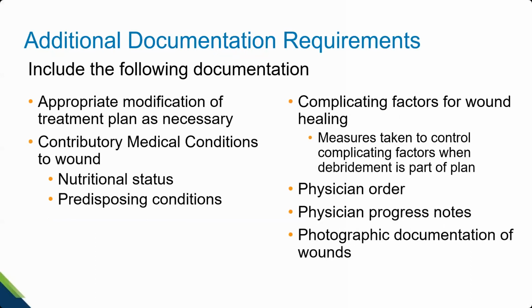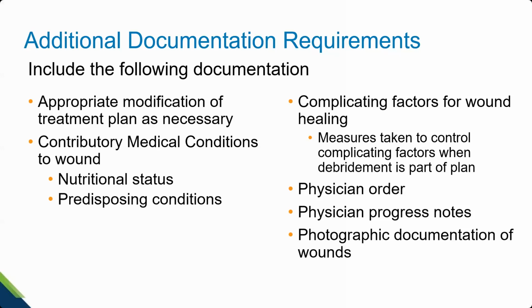Additional documentation that you can include would be any appropriate modifications of your treatment plan. If you determine, just like we talked about, the wound is not getting better, you're going to try something else. You're going to increase the frequency, whatever it is you're doing. Then you need to update that plan. Your plan also needs to include information on what has already been tried and failed, and then the rationale, of course, behind those changes. The documentation would need to include information on any complicating factors.